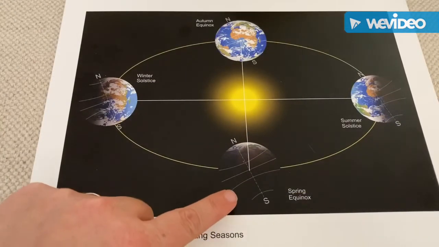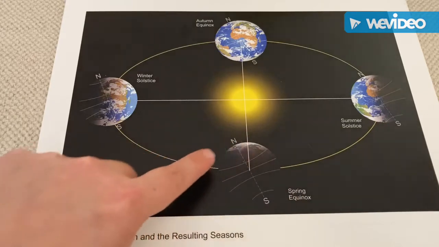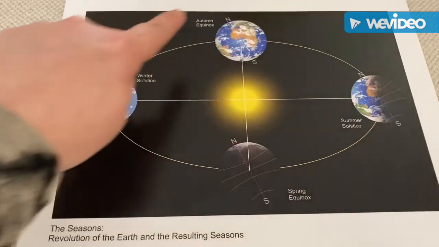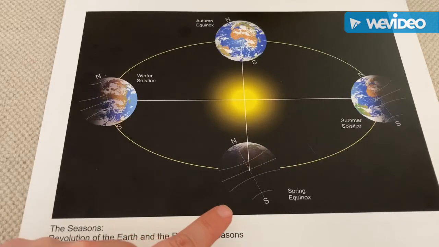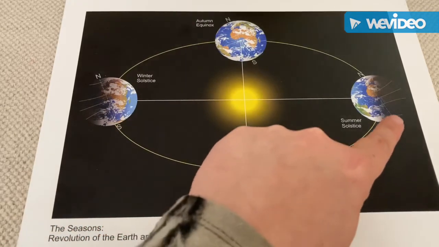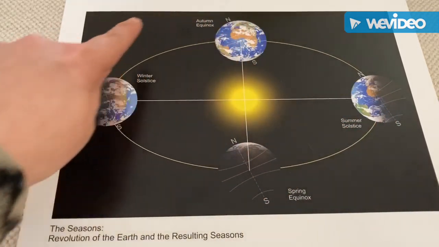And as the earth rotates on its axis and revolves around the sun, we continue to see the same patterns in our seasons: spring, summer, autumn, winter.